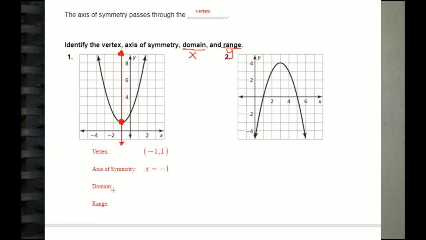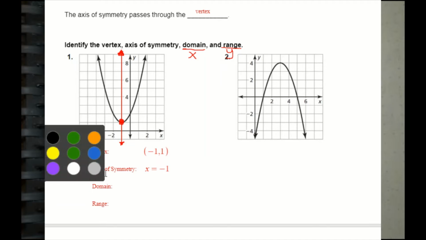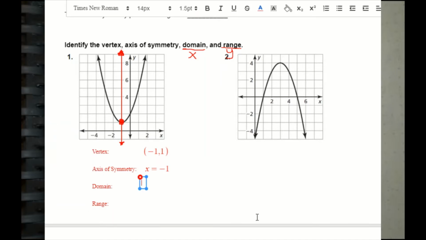So let's talk about the domain and range. The domain is going to be the same for all parabolas. The only time in which that's going to be different is if you have some sort of restriction due to the context of the problem. Let's say you're talking about something that has to do with time and you don't want to include negative time, or if you just have some sort of arbitrary restriction on the domain and range. Otherwise, the x values will go from negative infinity to infinity. There are no x values which will not give you an output. So we will say all real numbers.